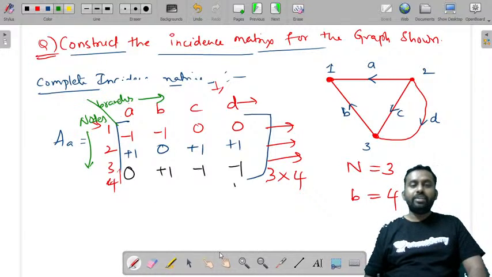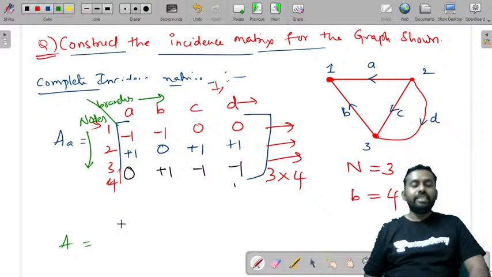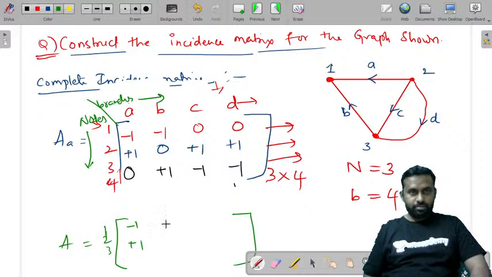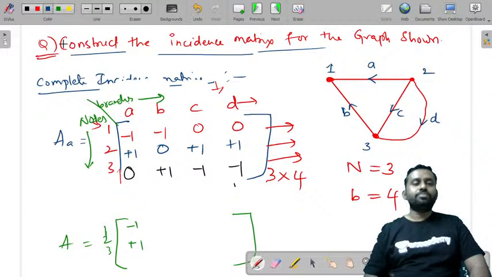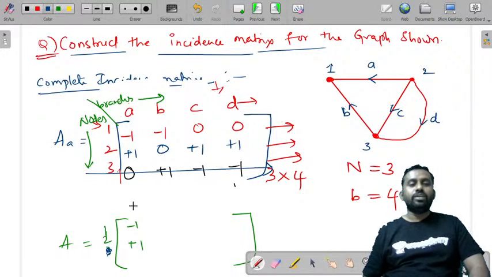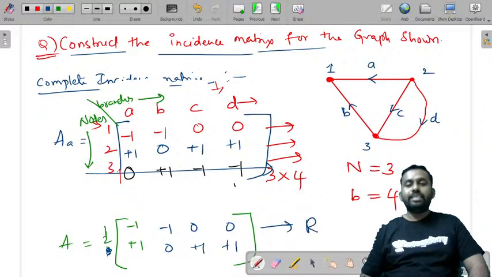Now if you want to obtain reduced incident matrix from this, you can obtain A is equal to, you can write 1 2 3. You don't have fourth node, you only have 3 nodes. So this is 3 by 4. You can only take 2 nodes, because you need to take 1 as the reference node. So -1 +1, -1 0, 0 +1, 0 +1. So this is a reduced incidence matrix.